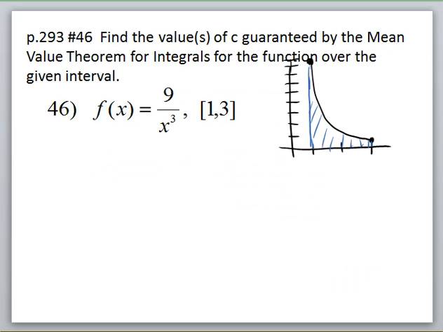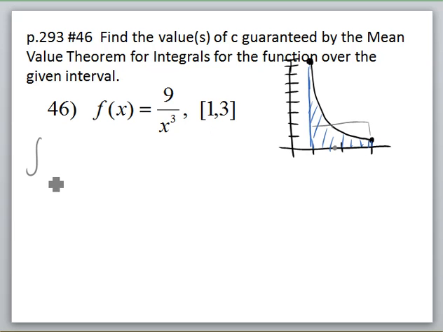And so what we're going to do, and I've gone ahead and drawn this curve, is we have 9 over x cubed. And we're going to find this area underneath the curve. What I want to know is, what is that area first of all, and then what value of c, if I was to draw a rectangle in, would I get the same area as the area underneath the blue?